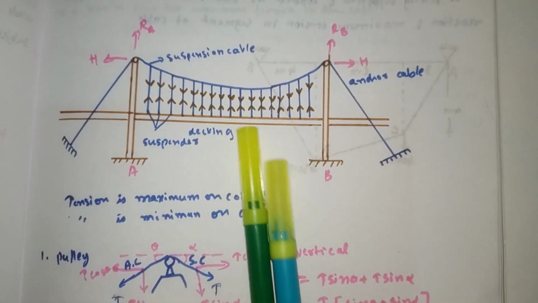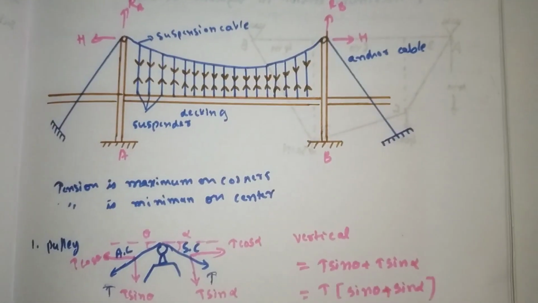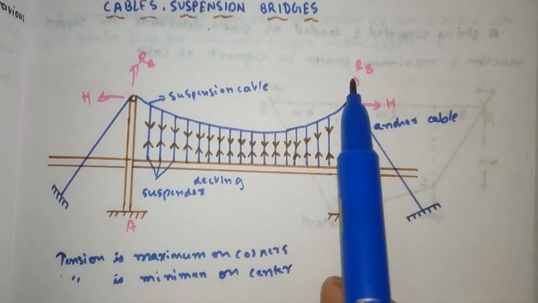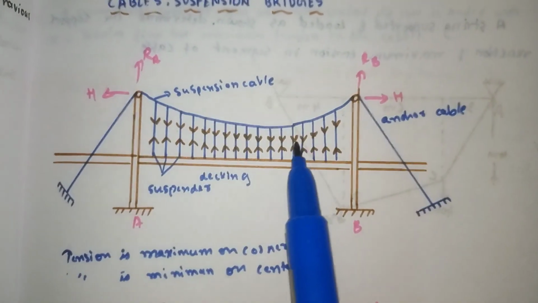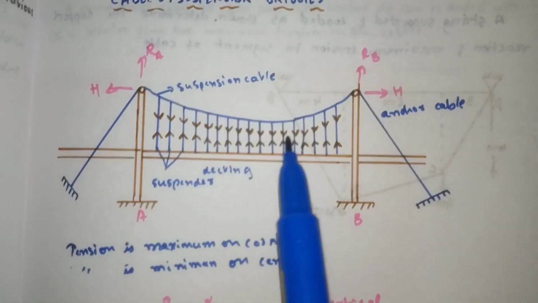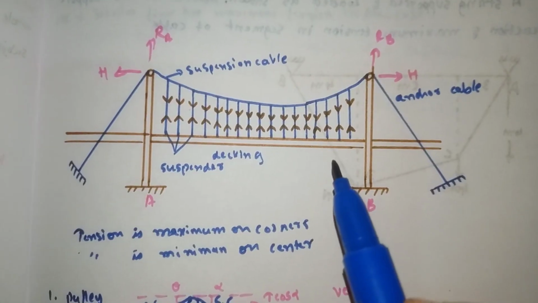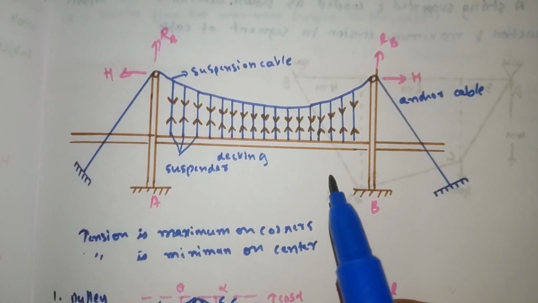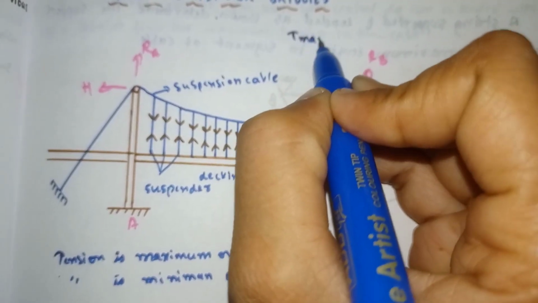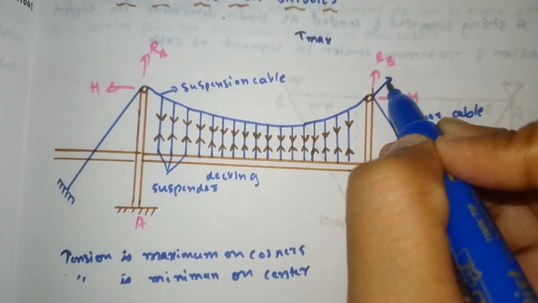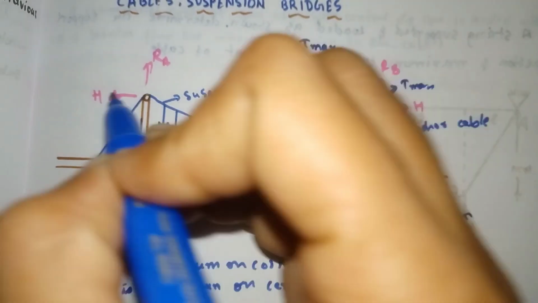Here one more thing I will explain. RA and RB values will be the same because it is a symmetrical arch, and our H value will also be the same because it's symmetrical. I will give you one more formula, that is our T maximum. It will come here like this, T maximum here also.